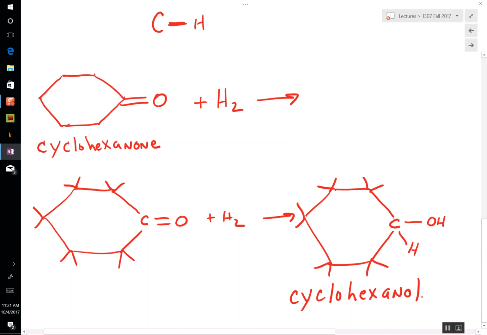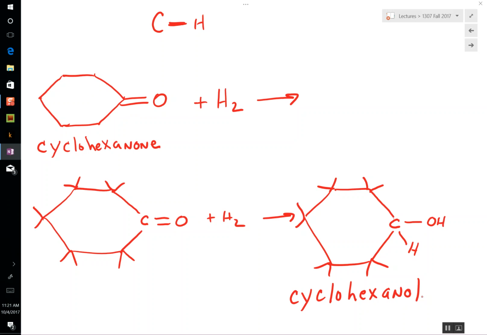Cyclohexanol. This is a ketone, and we're getting a secondary alcohol. It's not a primary alcohol. This is in the middle of a chain, which happens to be a chain that forms a ring. So that is a secondary alcohol.